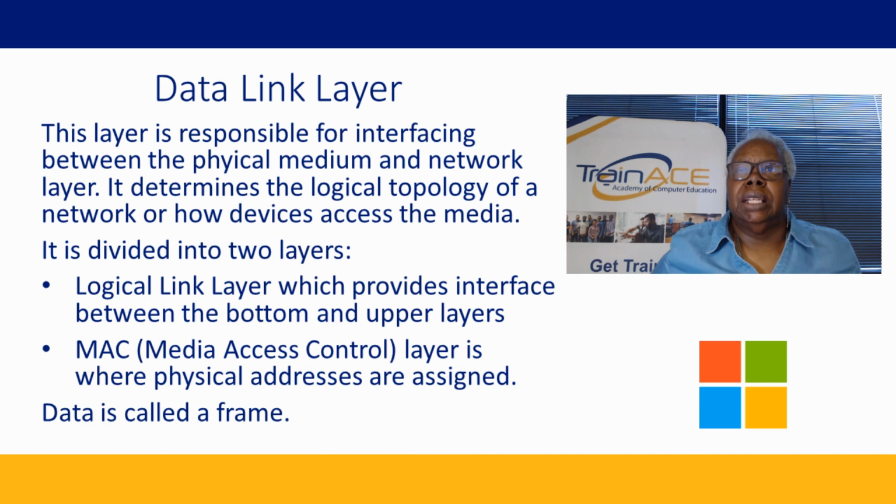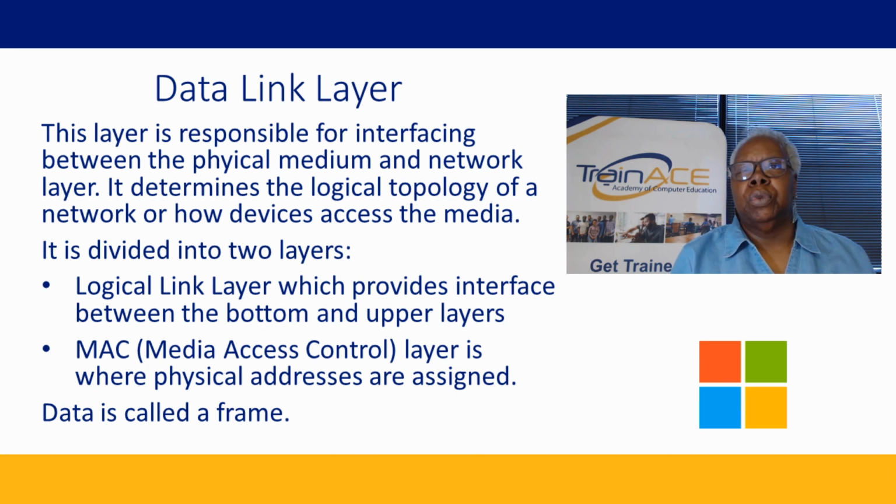The next layer is your data link layer. This layer is responsible for the interfacing between your physical medium and your network layer. Now, this layer is really concerned about the logical topology of your network. In other words, it's not concerned about where the physical devices are actually located. It's more concerned about the path that your data is going to take to be received at the endpoint. Okay. Now, there are two layers that make up the data link layer. The logical link layer, okay, which provides that interface between the bottom and upper layers, and your MAC address layer, or your media access control layer.